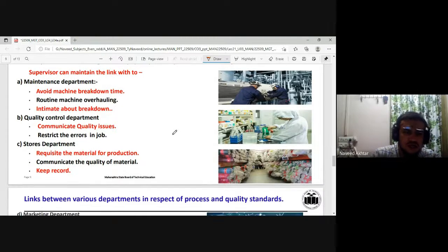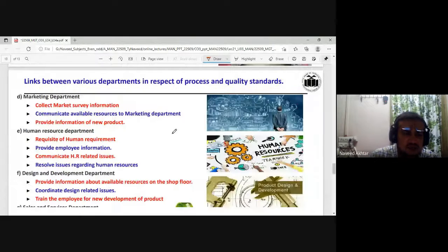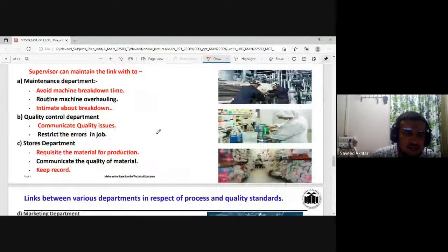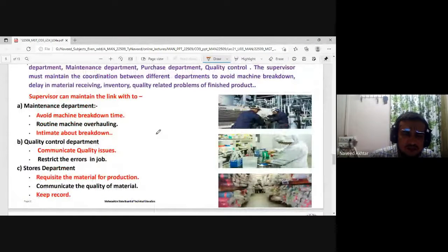Also the quality control department communicates quality issues and restricts the errors in jobs. The store department requests the material for production, monitors the quality of material, keeps the record, and makes the inventory. Similarly, the marketing department collects the market survey information, communicates available resources to the marketing department, and provides information on new products. So different departments are there and their roles are different.